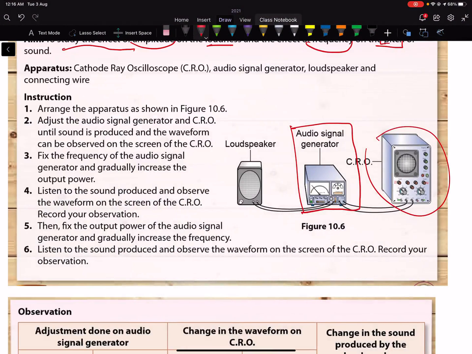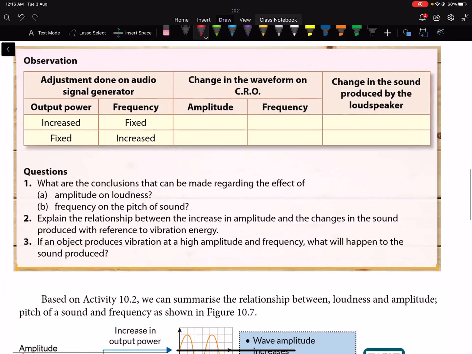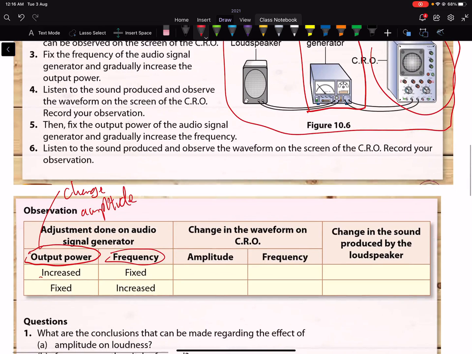The results that you get from this experiment will basically be the same as your handphone. So you can try that. But in this case, output power would change the amplitude, and frequency, it changes the frequency obviously. Okay? So when you increase the output power, what will happen? The amplitude will increase. Frequency will change? No.